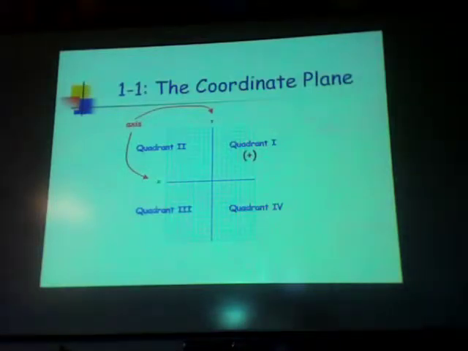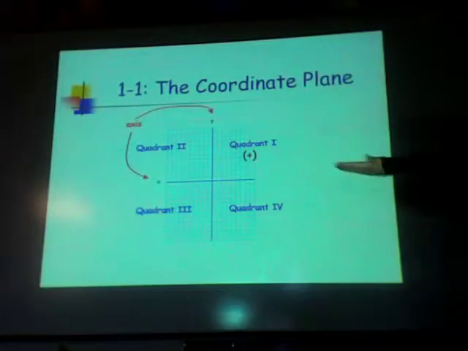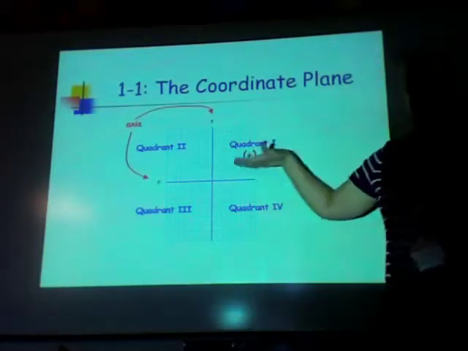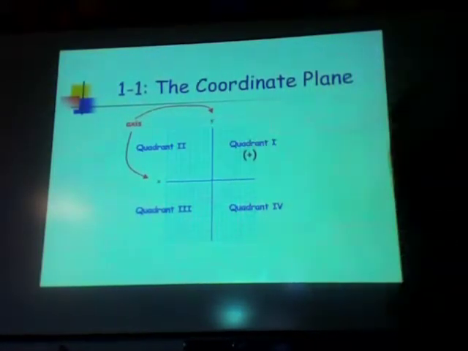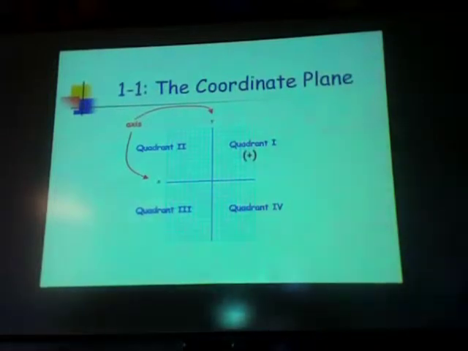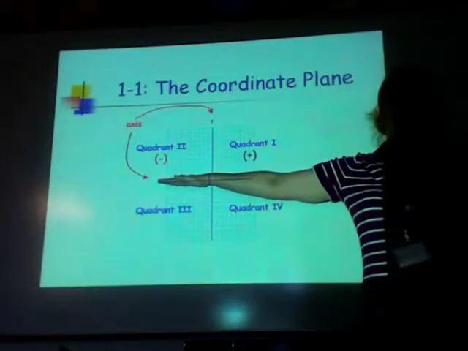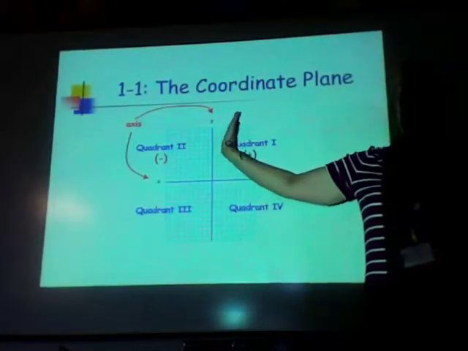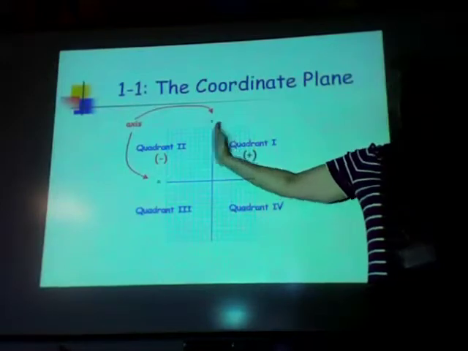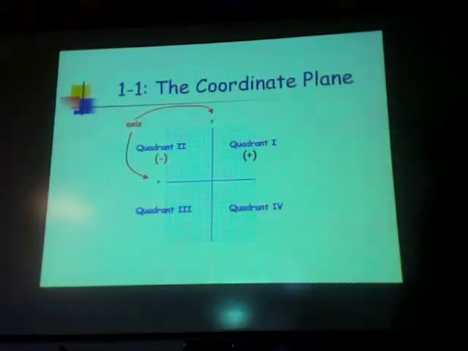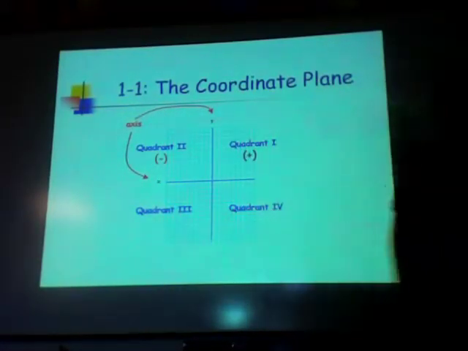So as I noted before, quadrant 1 is your positive quadrant because it is bordered by positives and positives. What's a positive times a positive? Positive. Quadrant 2 is a negative quadrant. Look at what borders it. Aren't these negative numbers on the left? Positive numbers up here. What's a negative times a positive? A negative.